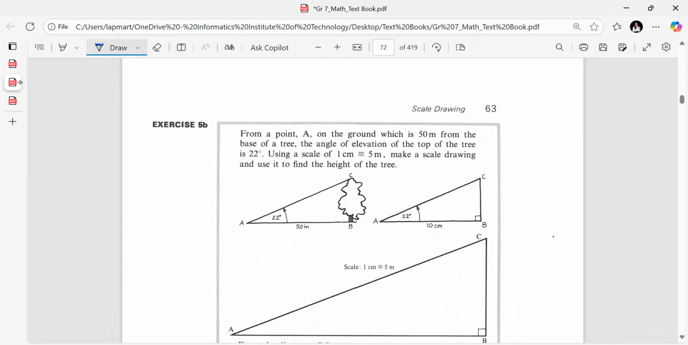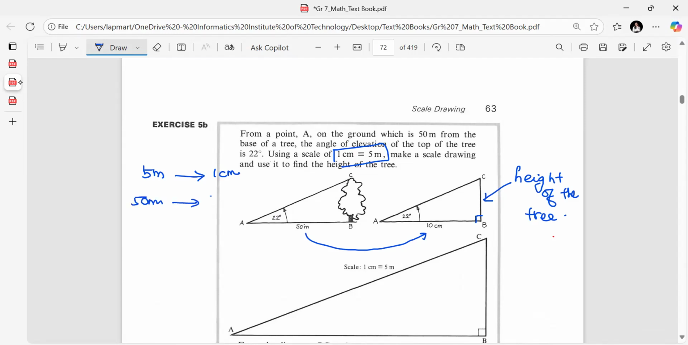right? Now here we know it should be 90 degrees, and B to C is what? Height of the tree. What is this? This is the height of the tree. And here it is 50 meters, but why is it 10 centimeters? They have given something here. What? For 5 meters, you want to draw 1 centimeter. For 50 meters, how many centimeters do you draw?